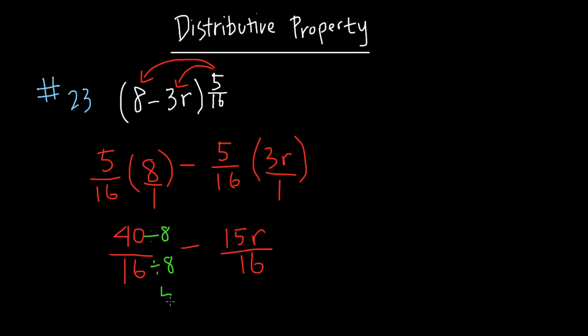40 divided by 8 is 5. 16 divided by 8 is 2. So we have 5 over 2 minus 15r over 16. And I think we've simplified it as far as we can go. I mean, we can make that an improper fraction, but I don't care. This is just fine as it is. And this would be the acceptable answer for number 23.